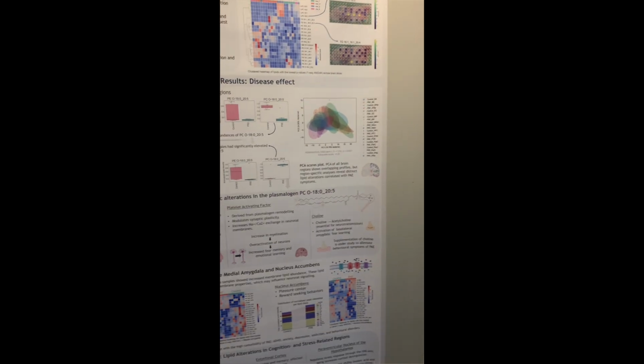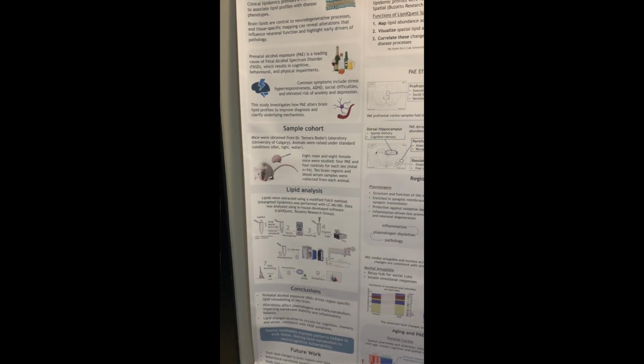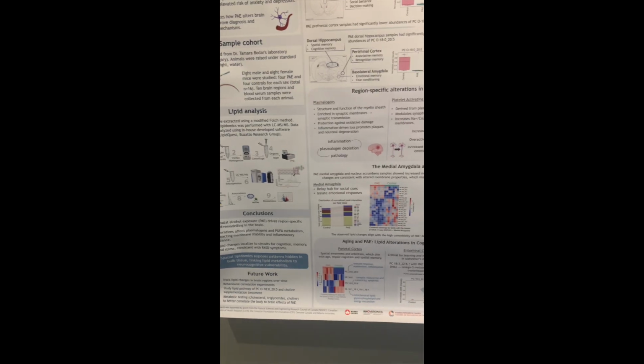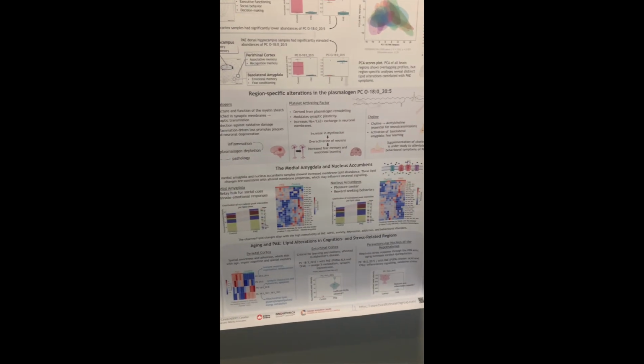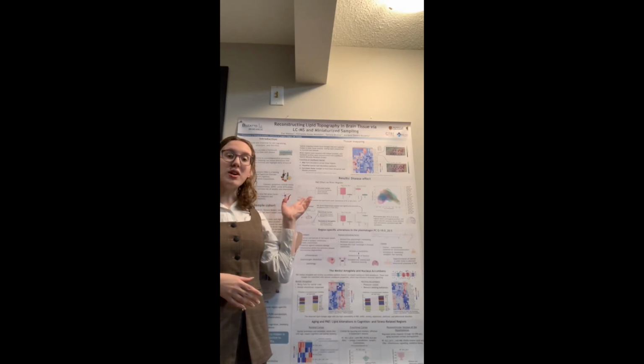Brain lipids play a significant role in neurodegenerative diseases and could provide insight into disease mechanisms. Tissue-specific mapping can reveal alterations that influence neuronal functioning and highlight early drivers of pathology. Now let's zoom in to some specific portions of my project.